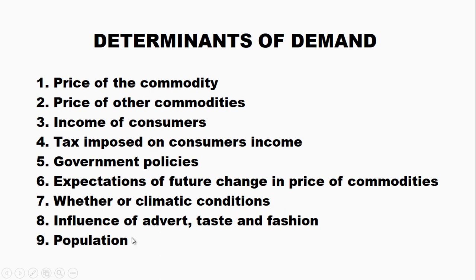Number eight is influence of adverts, taste, and fashion. Adverts increase quantity of goods demanded by consumers. Taste has to do with the preference of consumers, so preference of consumers also determines the quantity demanded by them. Fashion deals with what is trending, so what is trending also influences quantity of goods demanded by consumers. Number nine is population. Population of consumers influences quantity of goods demanded. So these are the factors that influence quantity of goods demanded by consumers.